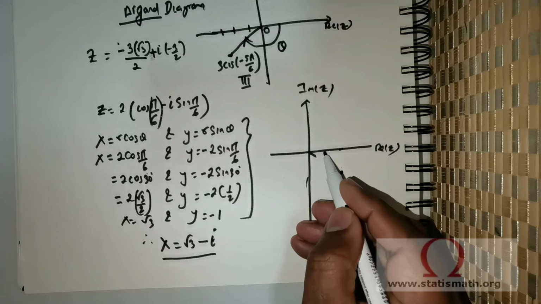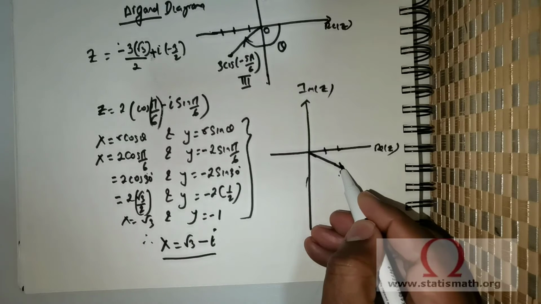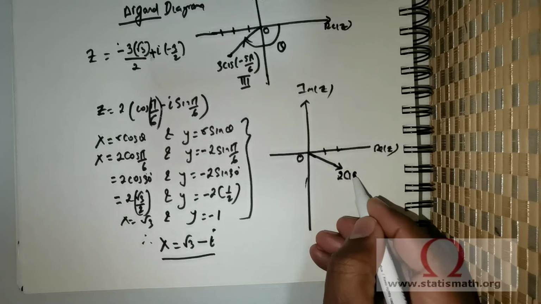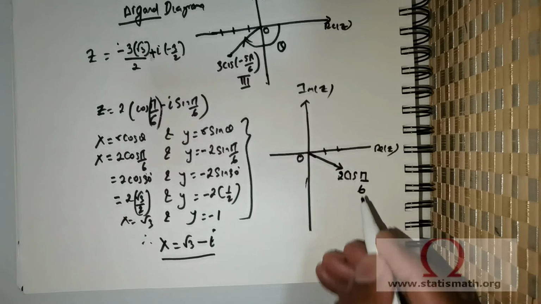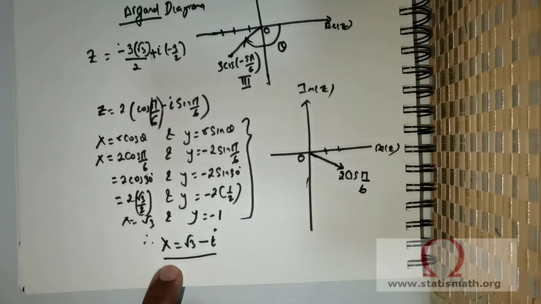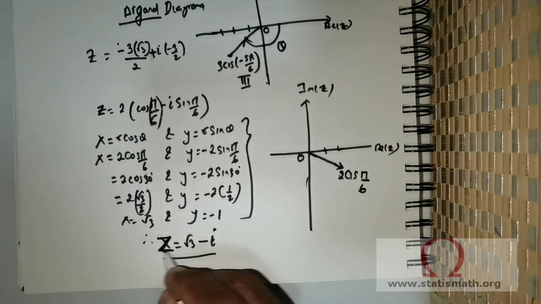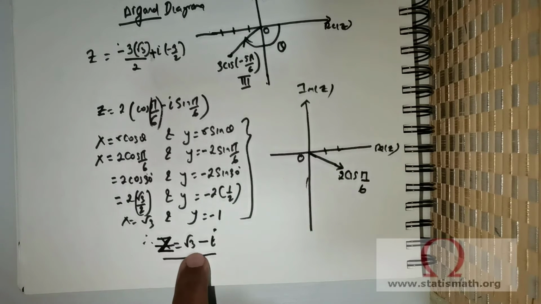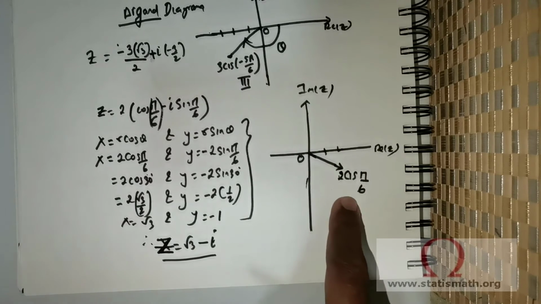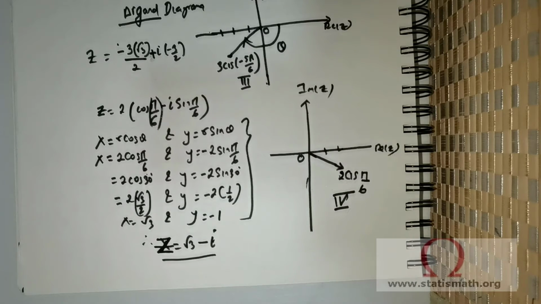Just stretch for 2 units. If this is 1 and this is 2, stretch for 2 units from the origin. So this is 2 units. This is going to be 2 times cis of pi over 6, because this is the ideal representation of the complex number, in fact I should write this as z. So z is equal to root 3 negative i. Because of this nature, my complex number is located on the 4th quadrant. So that completes the solution for this question.